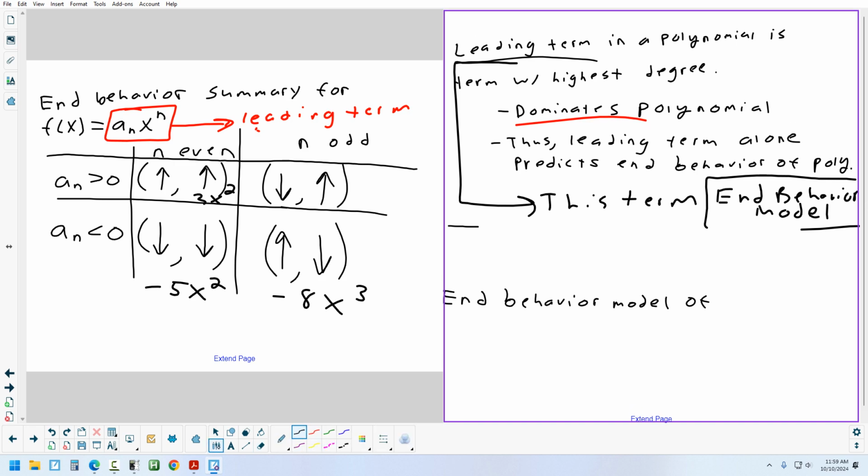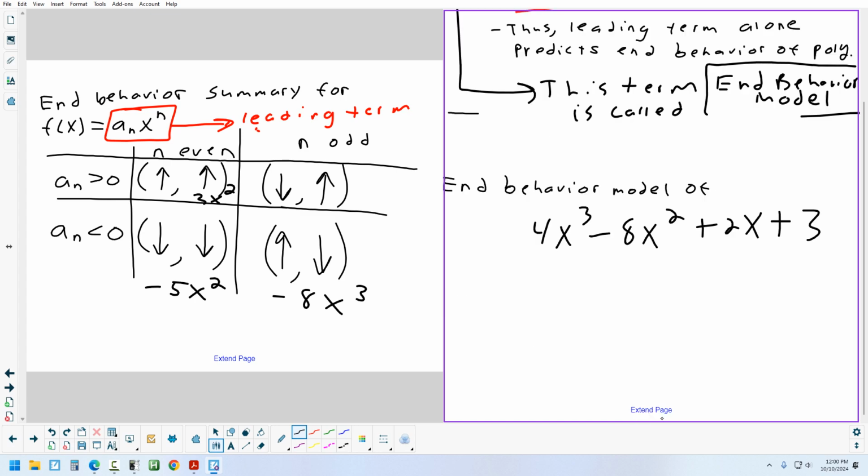So let me just make one up. Anybody think they can tell me what the end behavior model would be in that polynomial? Again, it's the leading term. This term is called end behavior model. Yep. 4x cubed. Exactly.